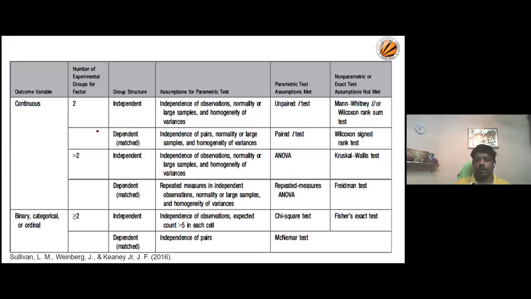For example, we have continuous variables and binary or categorical variables. For a continuous variable where you have two groups, and these two groups are independent, two different groups, you can use the independent t-test, or what they call the unpaired t-test, if your data is normally distributed or meets the assumptions related to the independent t-test. If it is not normally distributed, you can use the Mann-Whitney test.